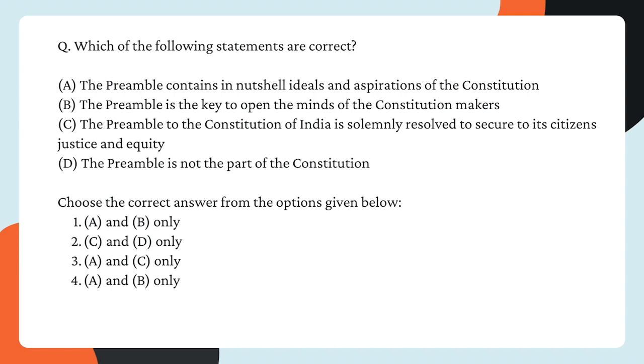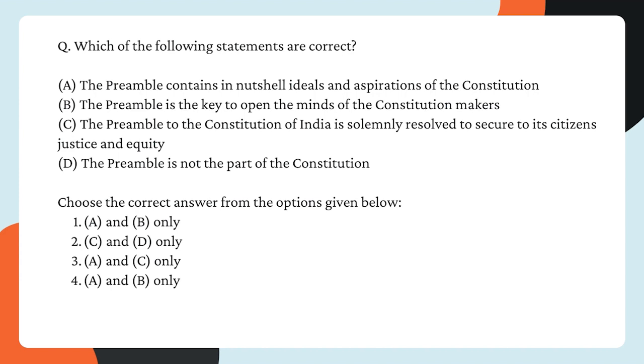According to statement A, the preamble contains in a nutshell the ideas and aspirations of the constitution. So yes, this is a correct statement. Statement B, the preamble is the key to open the minds of the constitution makers. Yes, this is also correct. Why? Because the preamble states the objectives that the legislation wishes to achieve, right? Statement C says the preamble to the Constitution of India is solemnly resolved to secure to its citizens justice and equity. As you know, the objectives stated by the preamble are to secure justice, liberty and equality to all its citizens, right?